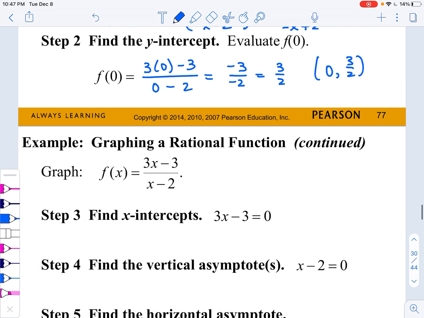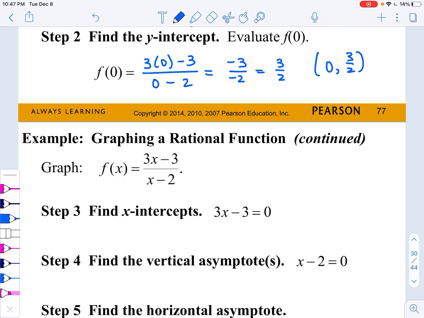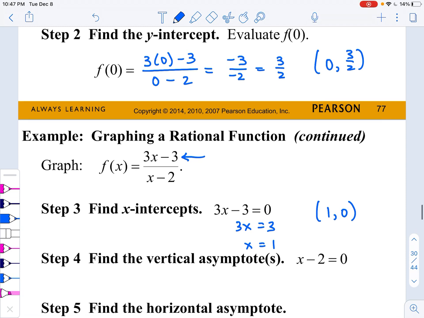Step number 3 says to find the x-intercepts. Now remember, you just have to take the top and set it equal to 0. So if we solve that, we have 3x is equal to 3, which means that x is equal to 1. So I have an x-intercept at 1, 0, another ordered pair I get to put on my graph.